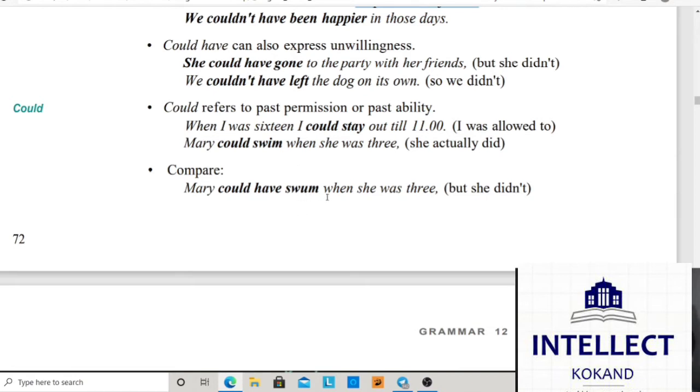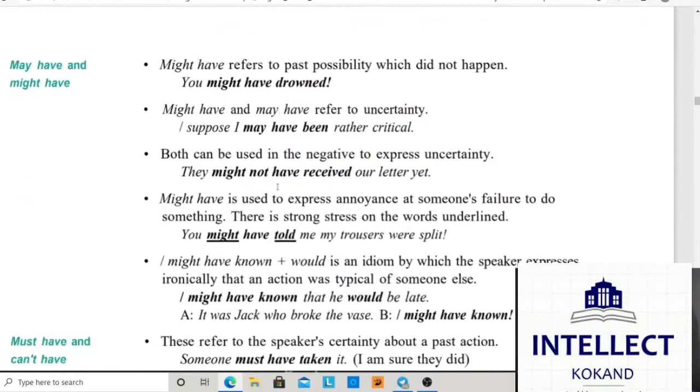Compare. Mary could have swum when she was 3. Bunda nimaga bitta perfect keldi? Could have swum. Qilmagan. Afsuslanish, hali tepada ko'rdik-ku, unwillingness, qila olmaslik, afsuslanish, qila olmaganlik.